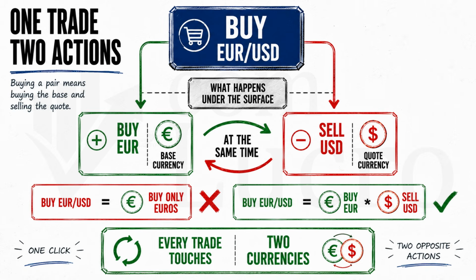And this is where the real shift happens. So slow down with me here. When you buy a pair, you are doing two things at the very same time. You are buying the base currency and you are selling the quote currency, both at once. Buying Euro USD doesn't just mean buy euros. It means buy euros and sell dollars in a single move. There's no version of this where you only touch one currency. A trade always has 2 feet in the water.